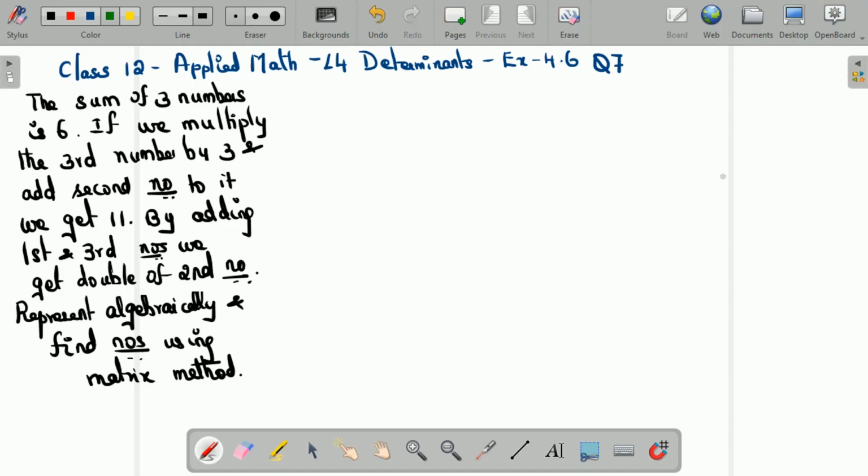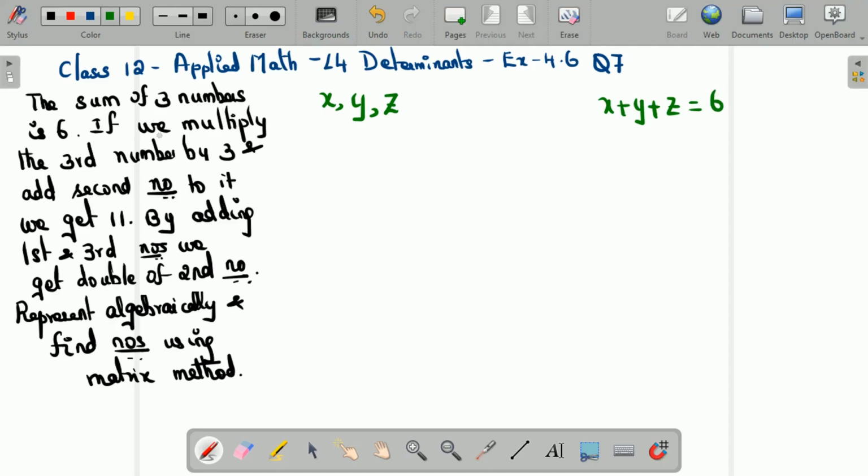So first let's define a variable so that we can convert this set of data into equations. The first number is going to be represented with the variable x. The second number will be represented with y and the third number with z. So the first statement is sum of three numbers is 6. So x plus y plus z is equal to 6.